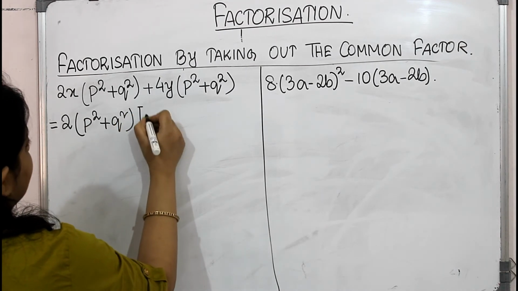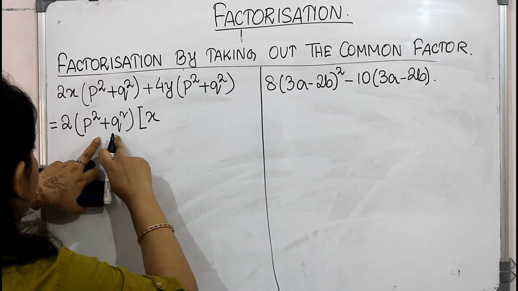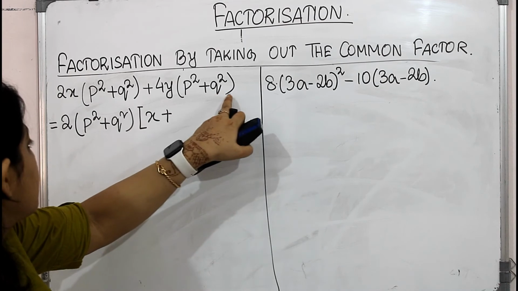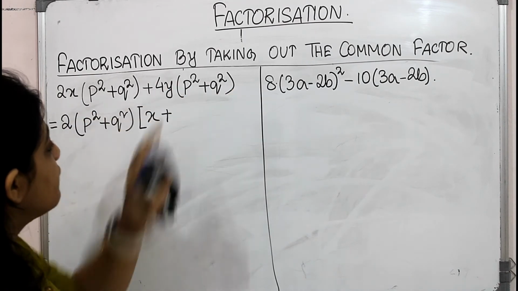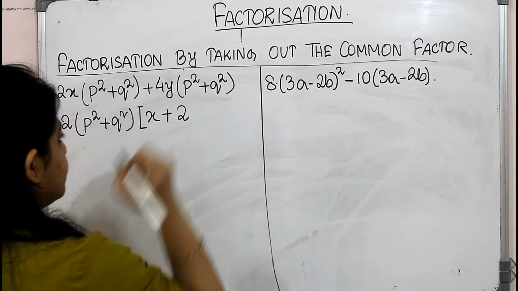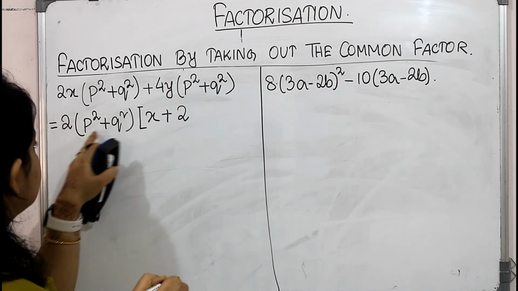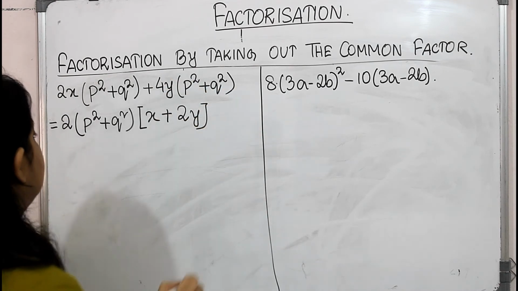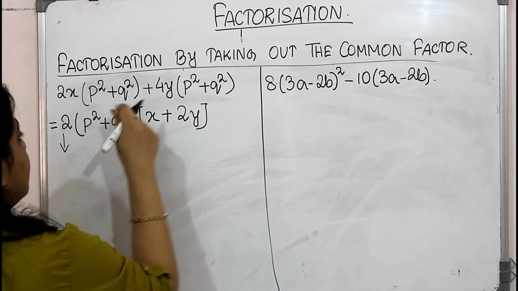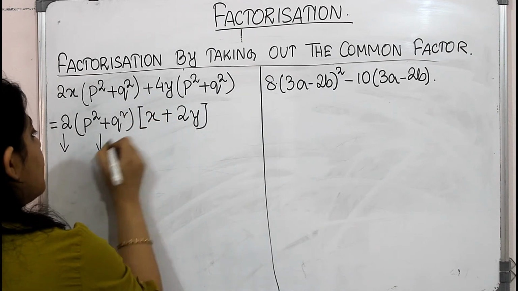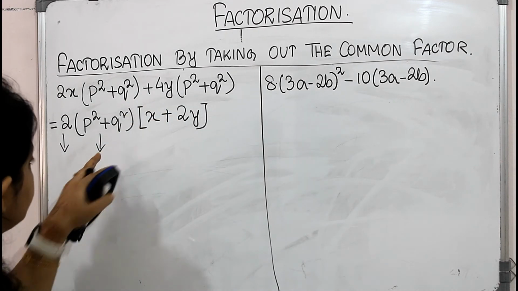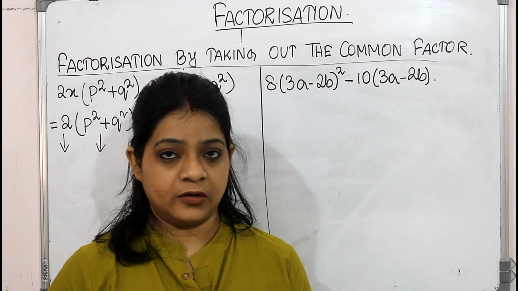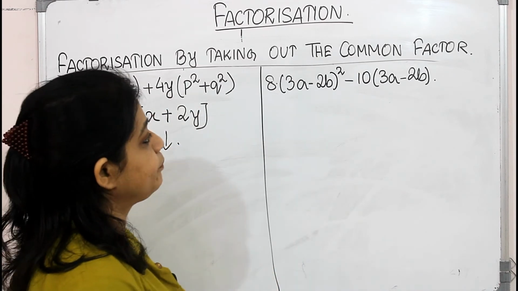So you will be getting x because twice x into (p square plus q square) plus 4y into (p square plus q square) is written. So 2 2s are 4, so 2y. y is not present here, and p square plus q square is already present here. So 2 is a factor of this polynomial, p square plus q square is also a factor of this polynomial, and x plus 2y is also a factor of this polynomial. So let's see the next sum.